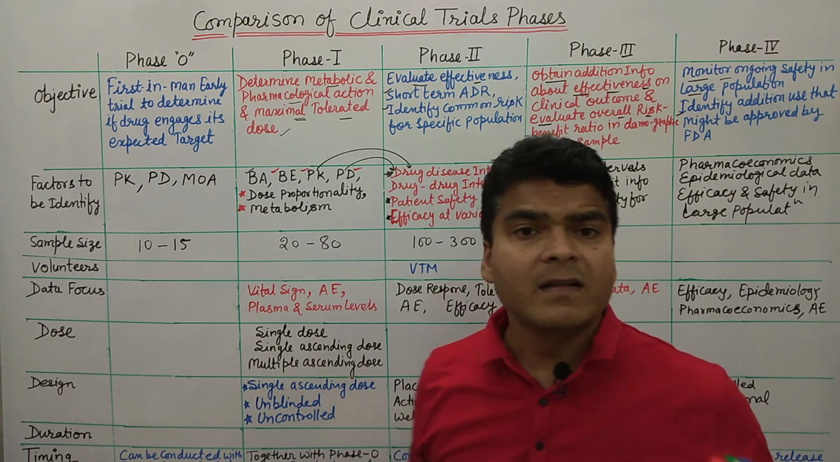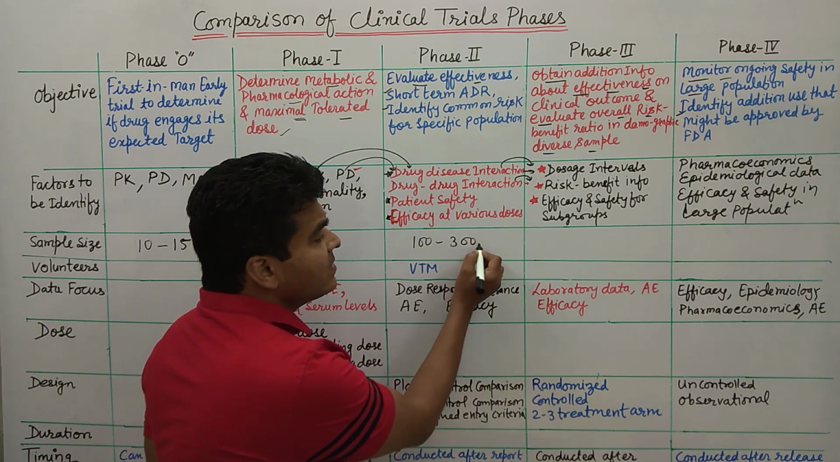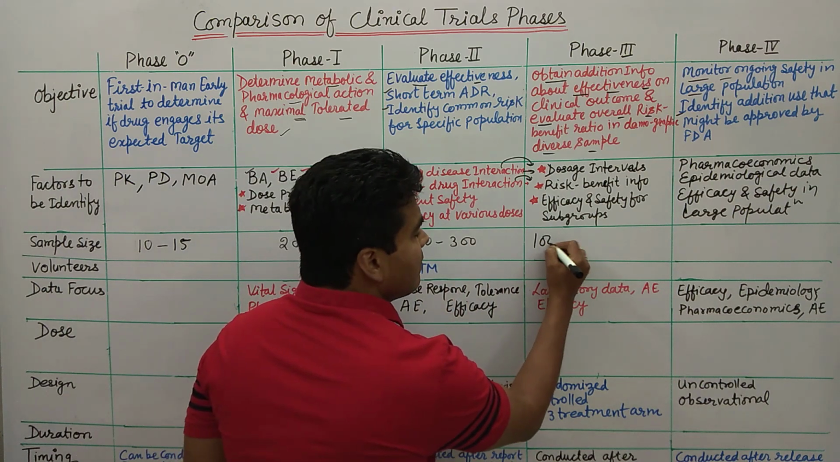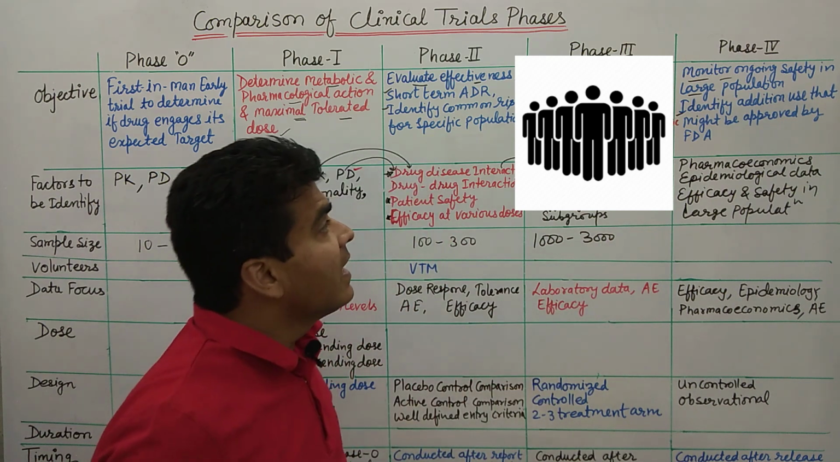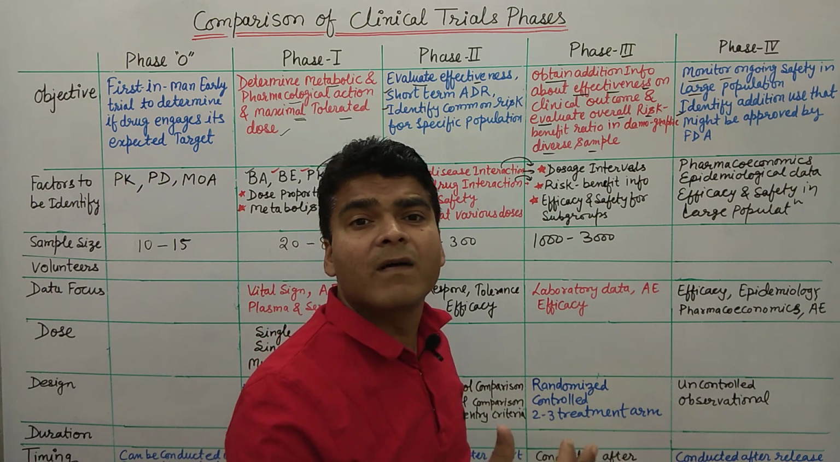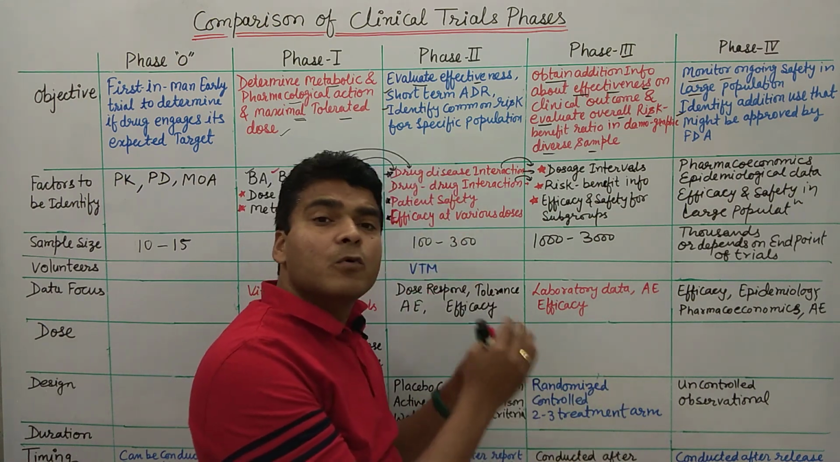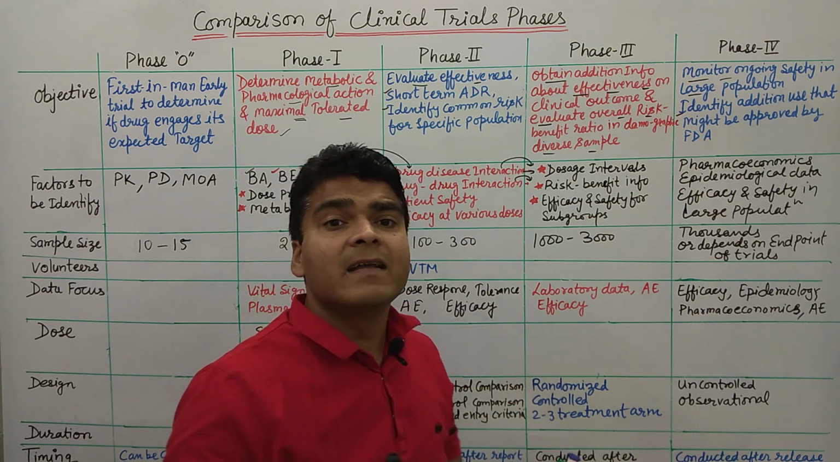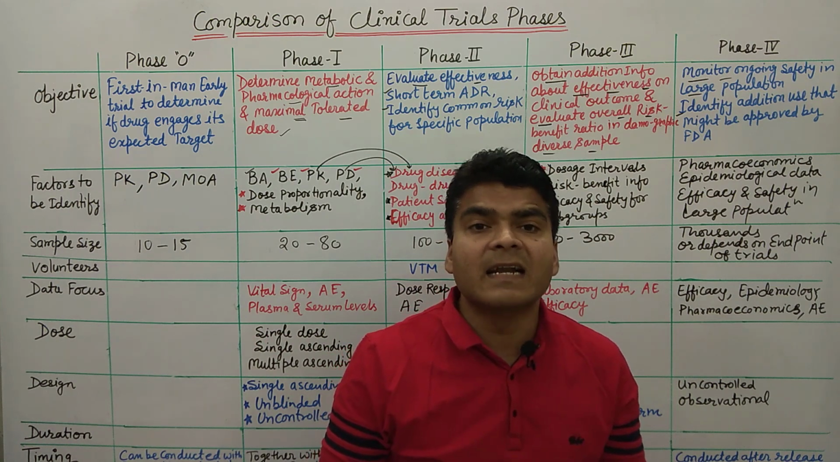Clear everyone? And then in phase 3 just put one more zero here and there, meaning 1000 to 3000 persons. And in phase 4, thousands of patients, or depending on the endpoint of the clinical trial. Clear everyone? Now again the question comes to our mind, what kind of persons will we take in these clinical trials.